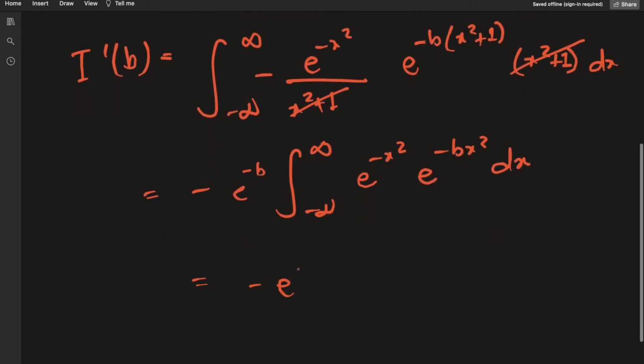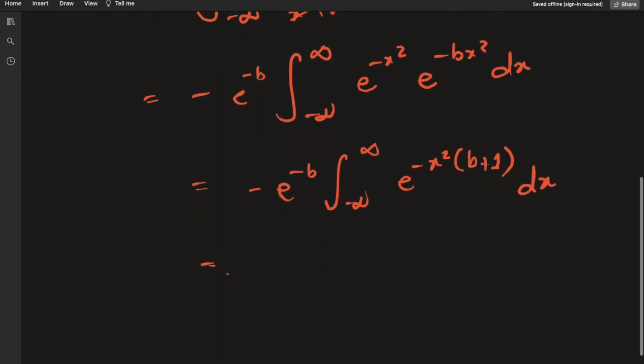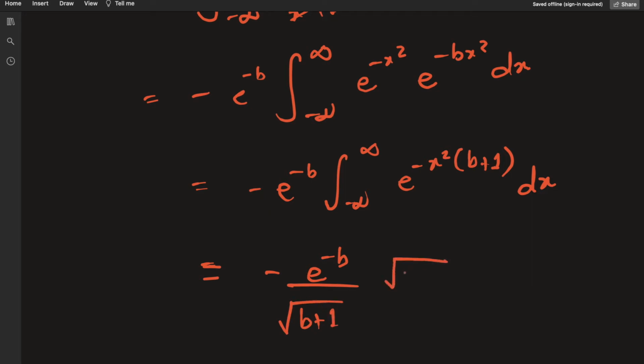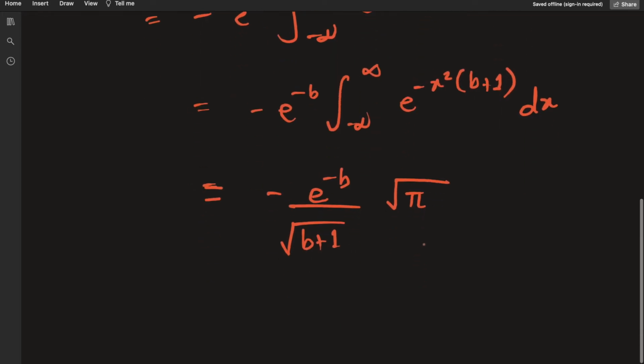Now group some terms in the argument of that exponential function, e to the negative x squared times b plus 1, dx. And notice that this is just the Gaussian integral, but with this factor in the argument. So for that extra factor, we divide by the square root of that factor, and then just the regular value of the Gaussian integral, which is square root of pi. That's the value of I prime of b.